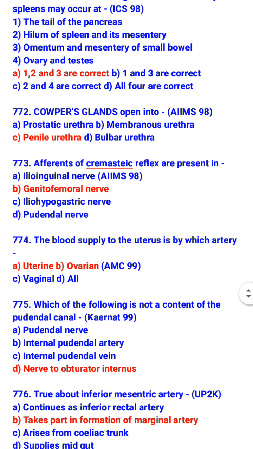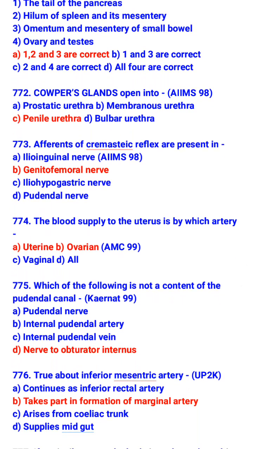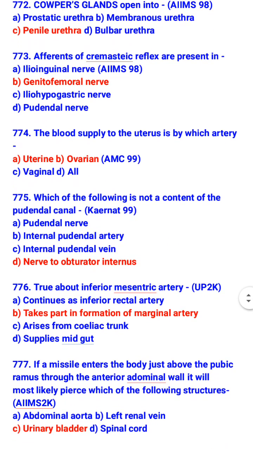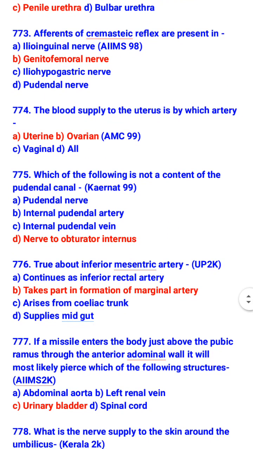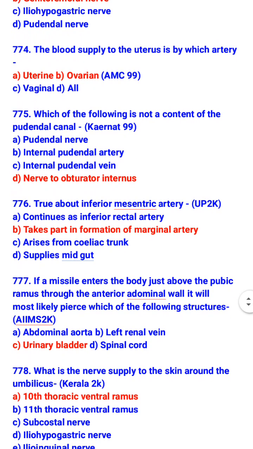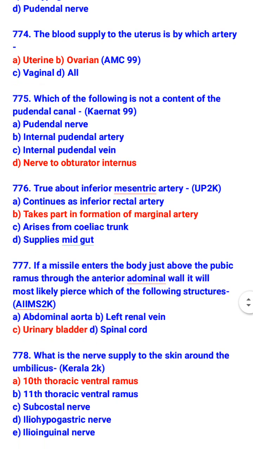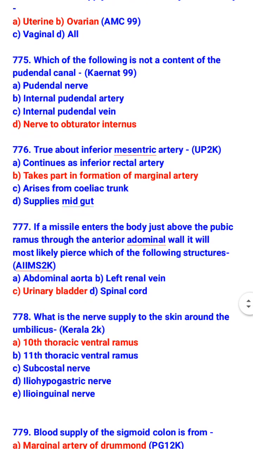The blood supply to the uterus is by which artery? Uterine and ovarian. Which of the following is not a content of the pudendal canal? Nerve to obturator internus is not a content of pudendal canal. What are the contents? Pudendal nerve, internal pudendal artery and internal pudendal vein. True about inferior mesenteric artery, it takes part in formation of marginal artery. If a missile enters in the body just above the pubic ramus through the anterior abdominal wall, it will most likely pierce which of the following structure?